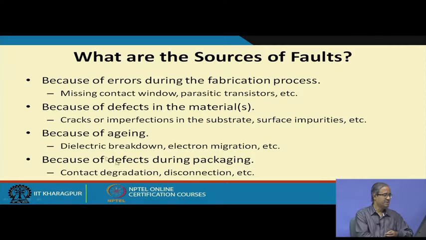Okay? So, there can be some errors which may appear because of prolonged usage, which is called aging. Some dielectrics might break down, there is a process called electron migration and so on. And lastly, there can be defects when you are putting a small chip inside a plastic package and connecting the pins of the chip to the pins of the package. So, there can be some imperfections in the contacts, the wires you are using to connect them. So, there can be so many sources of faults. Okay?